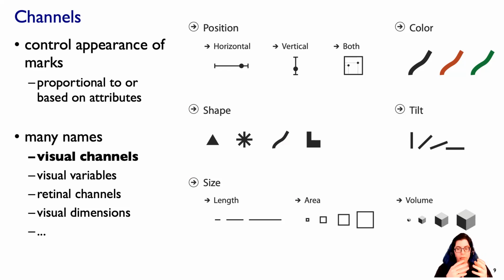We're going to encode information about attributes in some way that the visual system can respond to. So that could be spatial position, horizontal or vertical, or both at once. We could color code things. We could shape code. We could even orientation code with the amount of tilt. We could size code, we could have a length coding or an area coding, even a volume coding, although again, we're not going to use that too much in an InfoVis context.